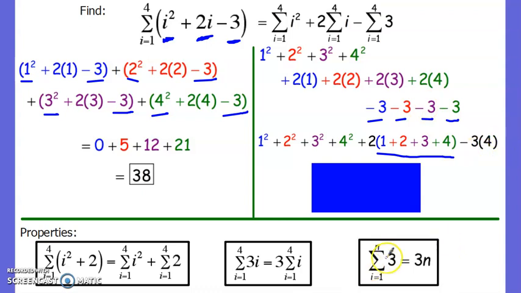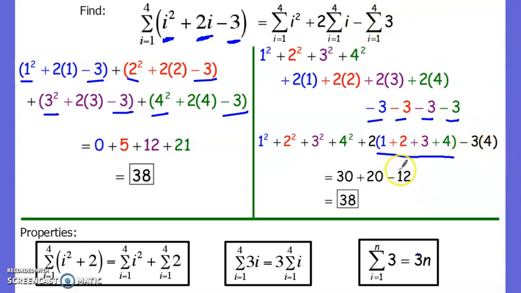If you have the sum of a constant for i equals 1 to n, so we've got n terms in the series, but they're all just 3's, I can just take 3 times how many there are, kind of like we took our negative 3 right here, times how many there were. Negative 3 times 4 becomes negative 12, and we still get 30 plus 20 minus 12. We still get 38. We get the same answer we got last time.